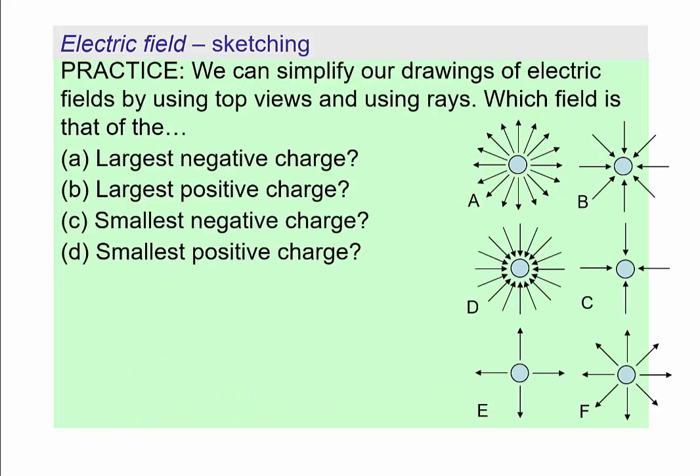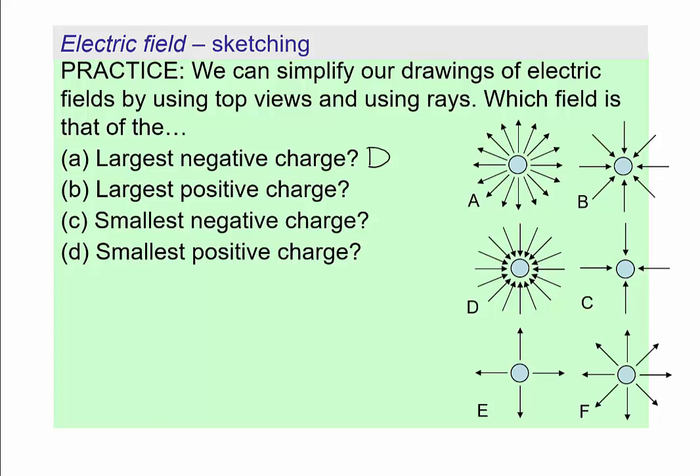So just a question to consolidate that. Which of these diagrams here represents a field that is created by the largest negative charge? Well, we know that if it's a negative charge, those lines will be pointing inwards because a positive test charge would be attracted to that charge. If it's a large charge, it means that the field lines are quite close together. And you'll find with this one here, they're all pointing inwards and they're quite close together compared to, say, this one or this one up here. So the answer to the first one would be D.